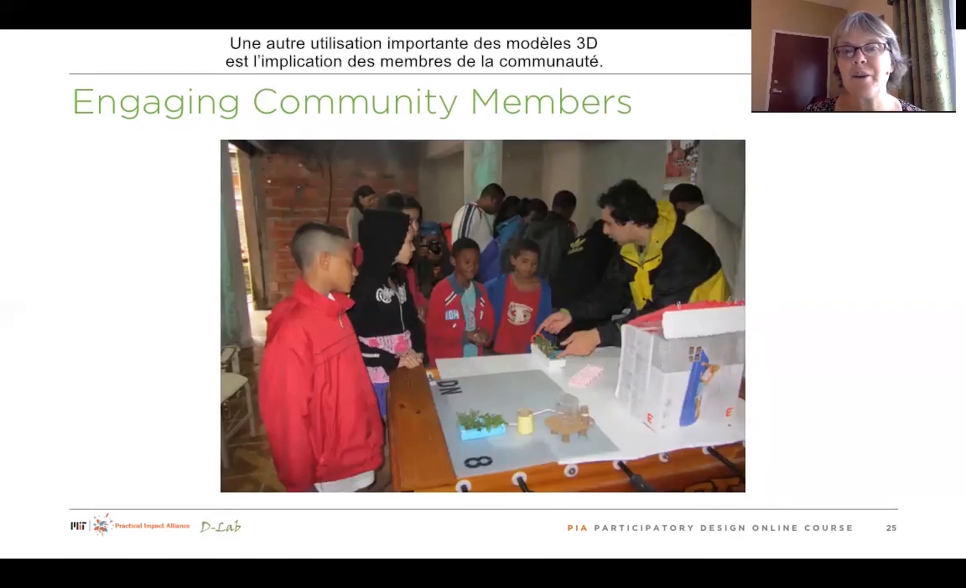Another important use of sketch models is engaging community members. This is a project from Brazil where we were working on urban agriculture, and we built a sketch model so that community members could build their own gardens and show us where they would position them, either on the house or in their yard.